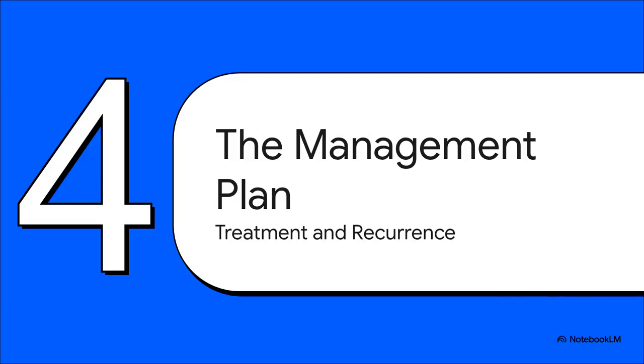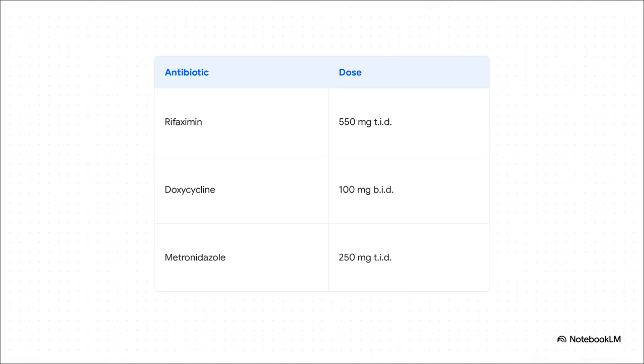So let's say we have our diagnosis confirmed. Now what? Let's move on to the game plan. How do we treat this, and what do we need to watch out for? The cornerstone of treatment is pretty straightforward: antibiotics. The goal is to basically debulk that overgrowth.